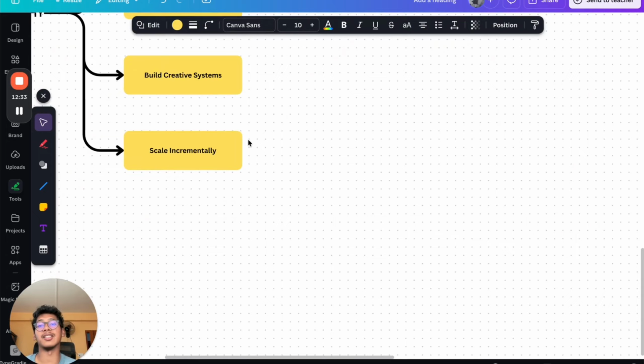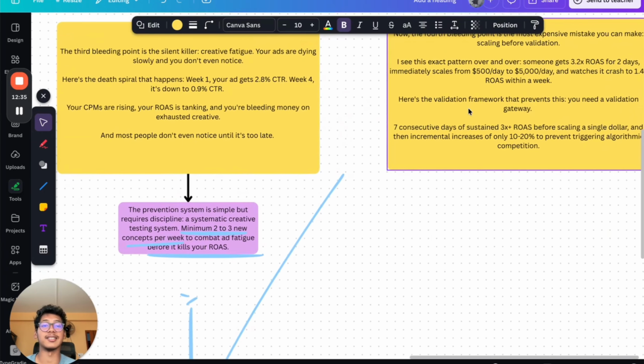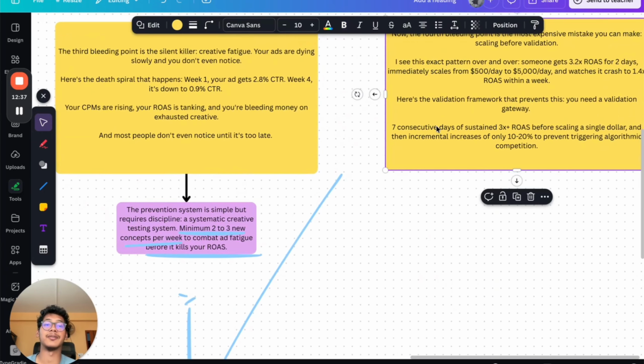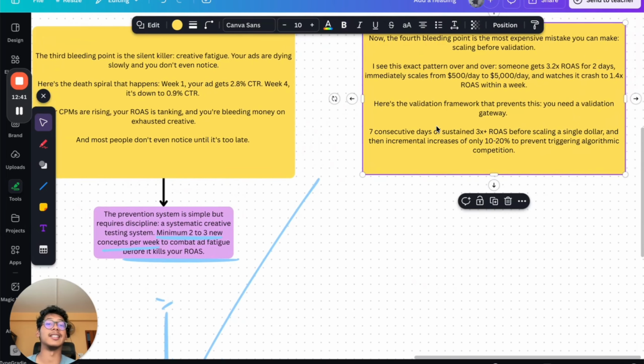And finally, after that, just scale incrementally. As I said, 7 consecutive days of sustained 3x ROAS before scaling a single dollar, and then incremental increases of only 10 to 20%, preventing triggering automatic competition.